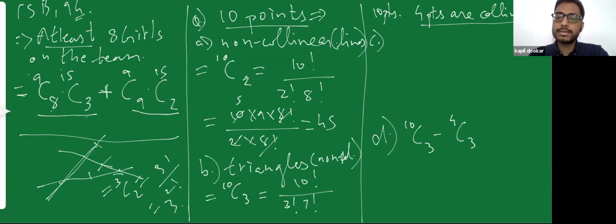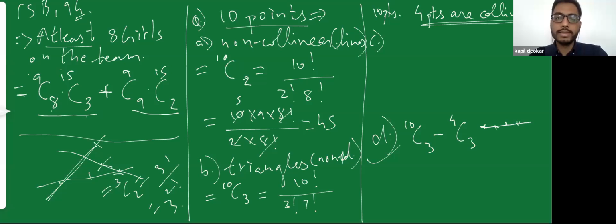So what I've done over here is, I've considered the total number of triangles that can be drawn, and from that, I've subtracted the triangles that could be drawn from the 4 points. Now, why have I used this subtraction over here? Because the 4 points are collinear, they are lying on the same line. So 1, 2, 3, and 4 points are lying on the same line. How many triangles can I draw? I cannot draw any triangle. So I'm going to subtract that number that could be formed from these 4 points. Hence my answer is this.